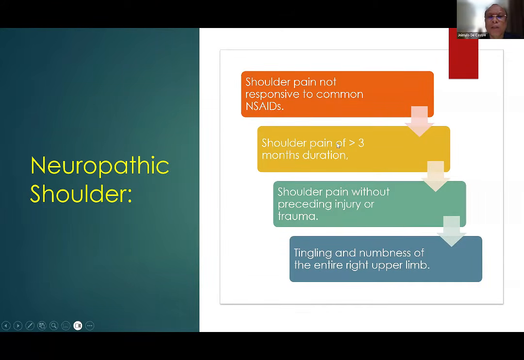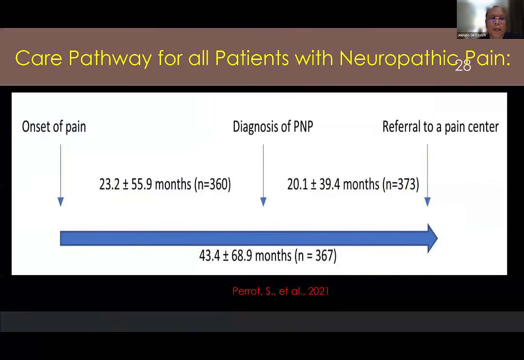The pain is usually more than 3 months, and the pain could be preceded with or without trauma, and there is a tingling and numbness of the entire right upper limb. So this is typical of the neuropathic shoulder. But it could also overlap or mimic a cervical root problem. For example, the tingling and numbness could actually point to a more proximal lesion of the plexus or the root level of the cervical spine.